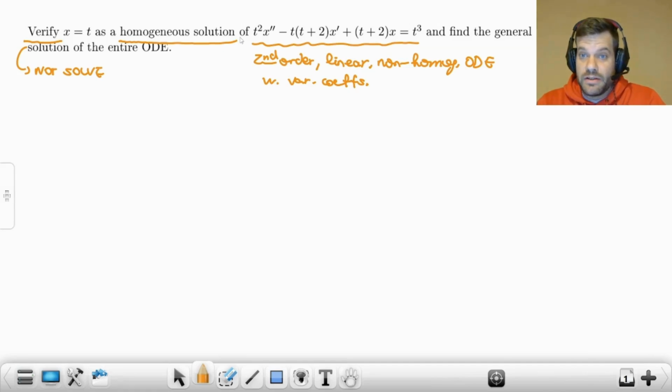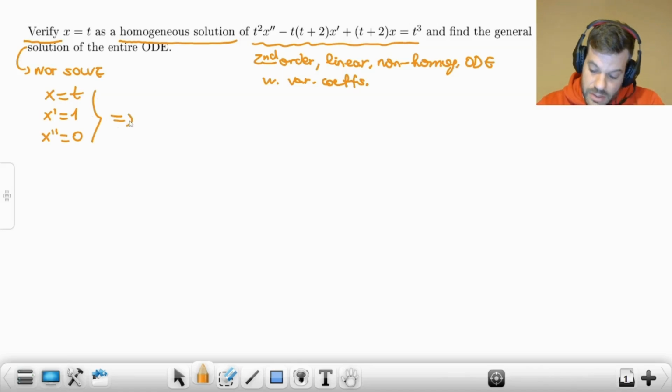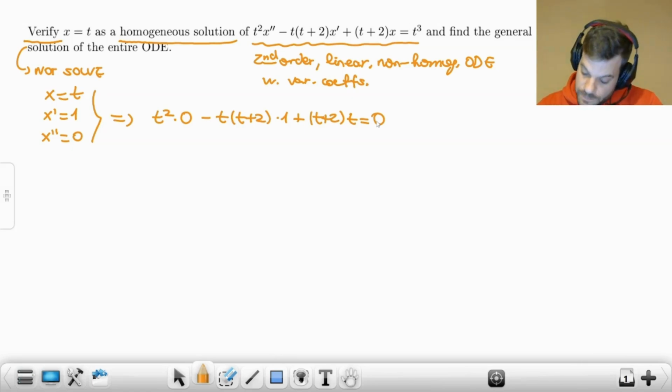So assuming 0 on the right of the differential equation, we need to verify that x equals t verifies that homogeneous. So if x equals t, second order means we need to reach the second derivative, x prime equals 1, x double prime equals 0, substitute in the associated homogeneous. So t squared times x double prime times 0 minus t times t plus 2 x prime, which is 1, plus t plus 2 times x, which is t, equals 0. We are verifying the associated homogeneous.